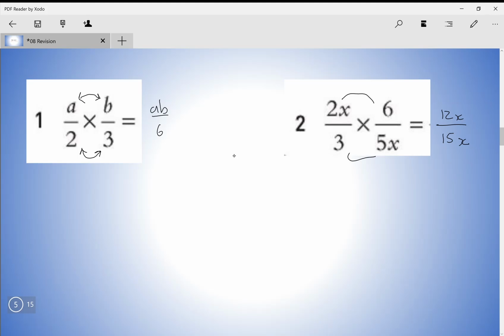Now we can actually simplify this fraction. x on the top and bottom will cancel. 3 goes into 12 4 times, and 3 goes into 15 5 times, sorry.